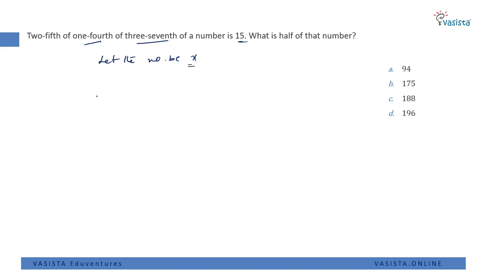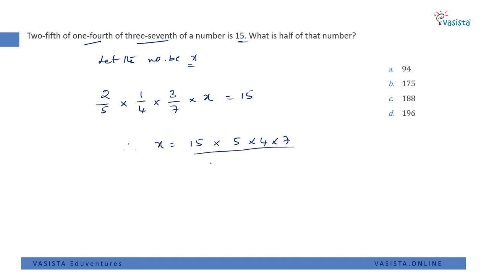What they have given here, see, 2/5 of means multiplication, 1/4 and 3/7 of x is equal to 15. So therefore, x is equal to 15, so transfer that side. The denominator, when you transfer, goes to the numerator, so that is going to be 5 into 4 into 7, divided by the numerator becoming the denominator, that is 2 into 1 into 3.